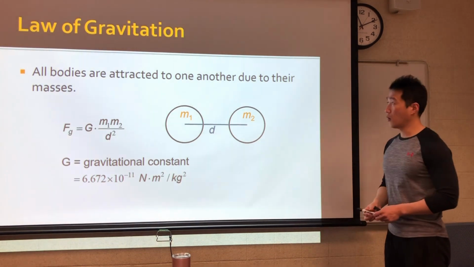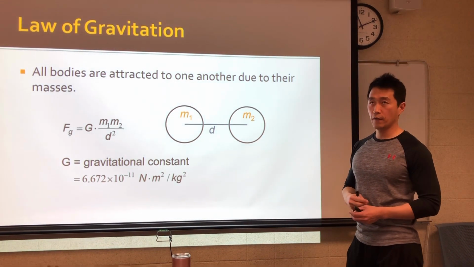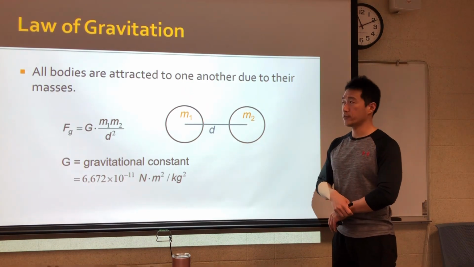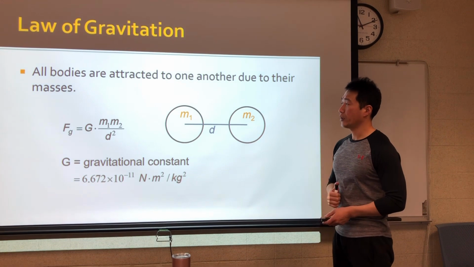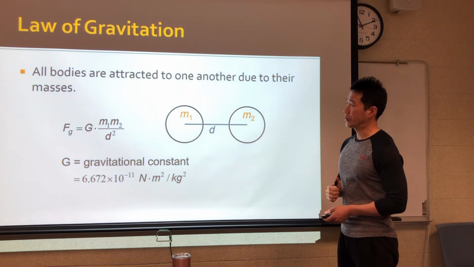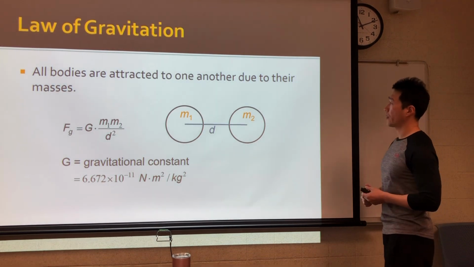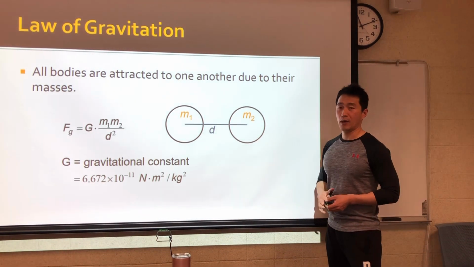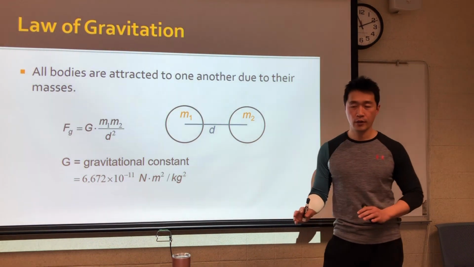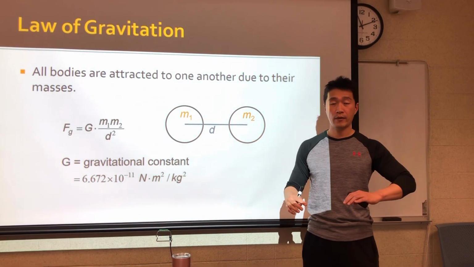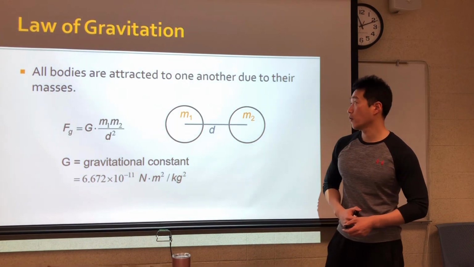The law of gravitation. This is not part of the law of motion, but another law, the law of gravitation, discovered by Newton. Let me simply read this definition. All bodies are attracted to one another due to their mass. So long as you have two different objects, although you cannot see it, there is an attracting force between these two objects due to their mass. That's the law of gravitation.